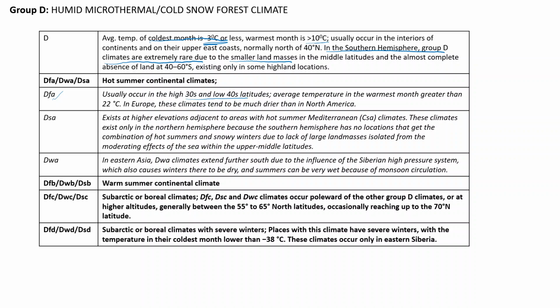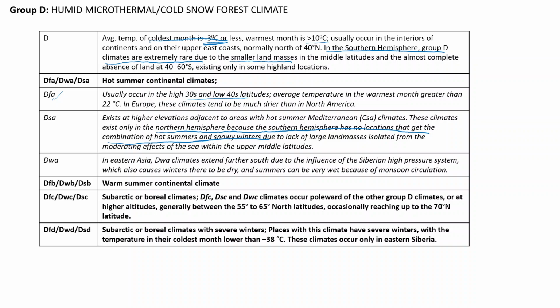These climates exist only in the northern hemisphere, because the southern hemisphere has no locations that get the combination of hot summer and snowy winters, because of the same thing, that large land masses are not there. Always remember that the oceans and the land masses differ in their specific heat capacity, which plays a very important role in the modulation of climate. DWA, in the Eastern Asian region, DWA climates extend further south due to the influence of the Siberian high pressure system, which also causes winters to be dry and summers can be very wet because of monsoon circulation.